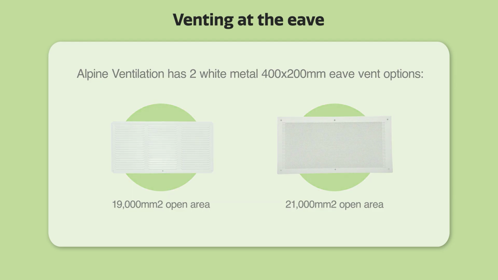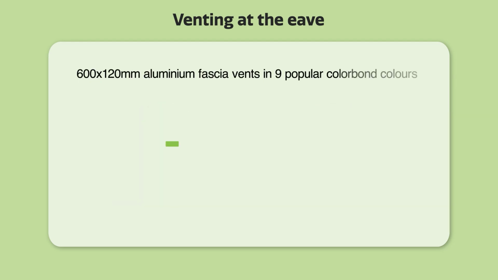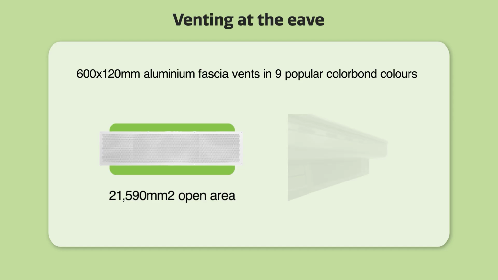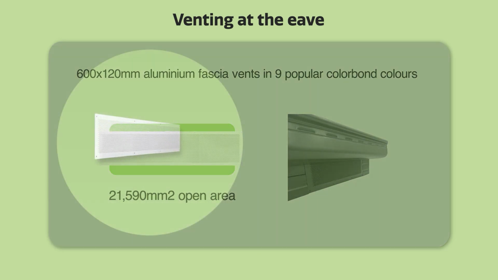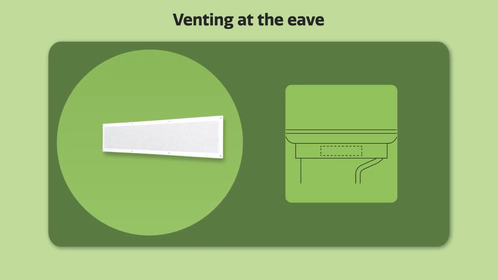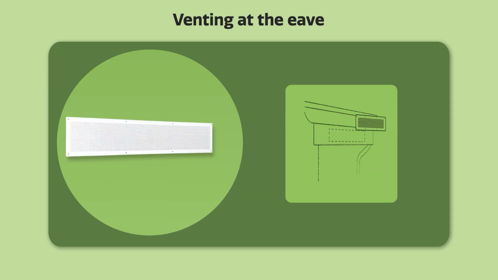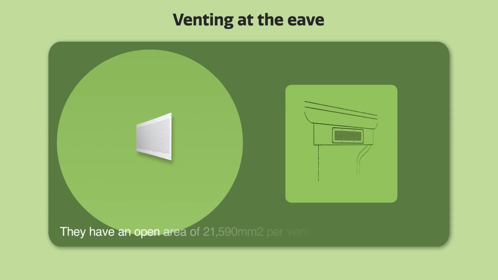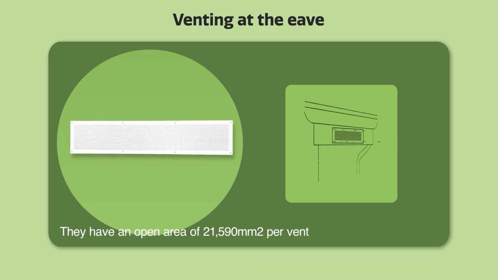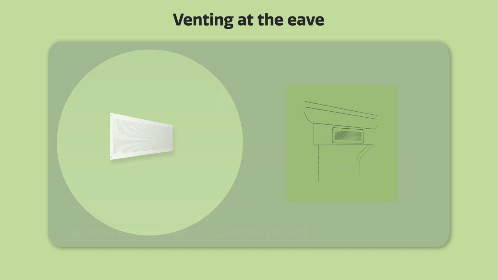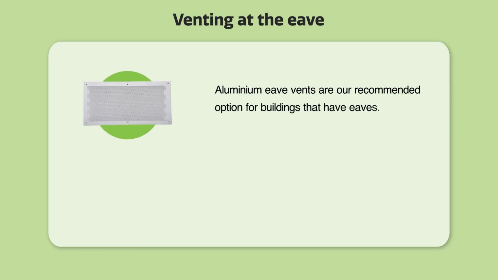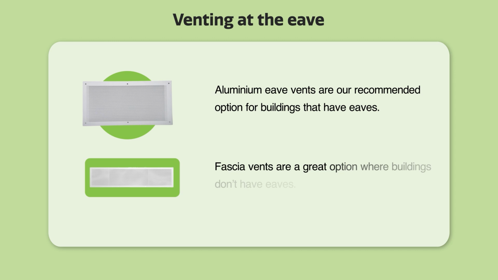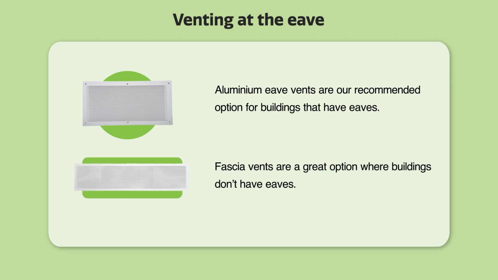We also have 600 by 120 millimeter aluminium fascia vents in 9 popular ColourBond colors. A rectangular hole is cut into the fascia and the vent is riveted in. They have an open area of 21,590 square millimeters per vent. Aluminium eave vents are our recommended option for buildings that have eaves. In situations where buildings don't have eaves, fascia vents are a great option. All of our fascia and eave vents are available in twin packs.